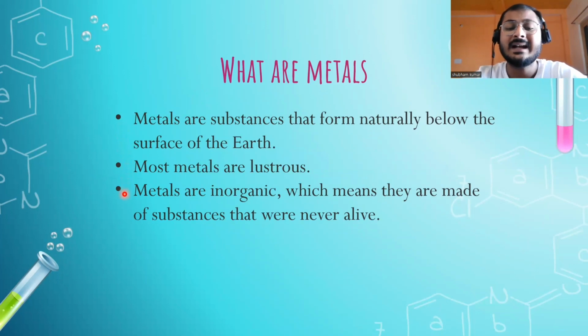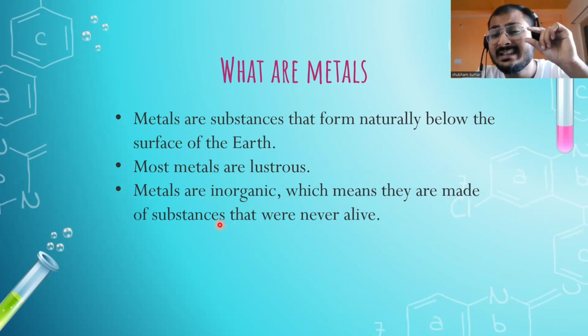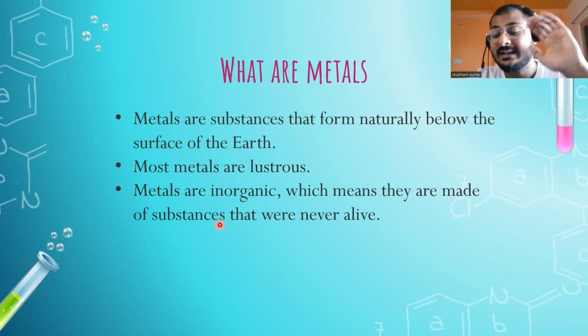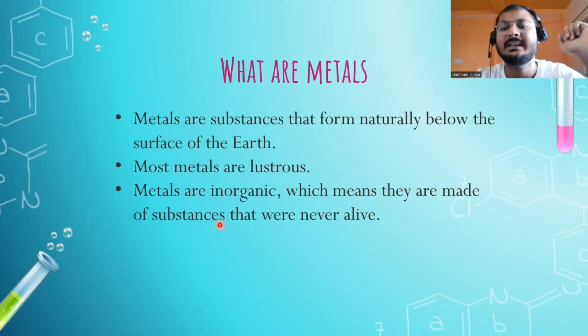Metals are inorganic in nature, which means that they are made of substances that were never alive. If you are seeing a piece of iron, that iron is made of a thing which was never alive. That is why it is inorganic in nature. Those things which were sometimes alive, like fossil fuels, are made up of dead decaying plants or animal bodies, so they were at some time alive. That is why they are known as organic substances, and metals are known as inorganic substances.